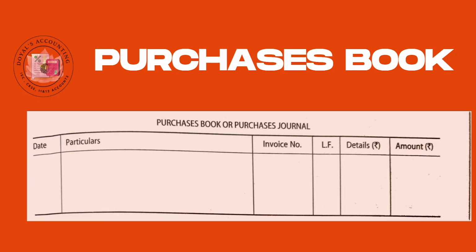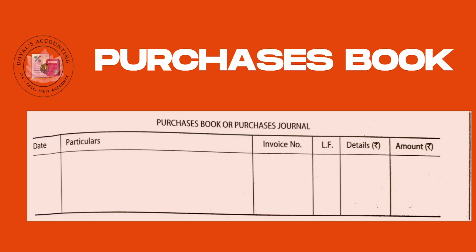For example, in a stationery shop, pencils, erasers, sharpeners, these will be considered as inventory or stock, but purchase of a computer or a printer, that will be considered as acquiring an asset and not purchase of inventory. So, in our purchases journal or our purchases book, we will only record goods which are purchased on credit.